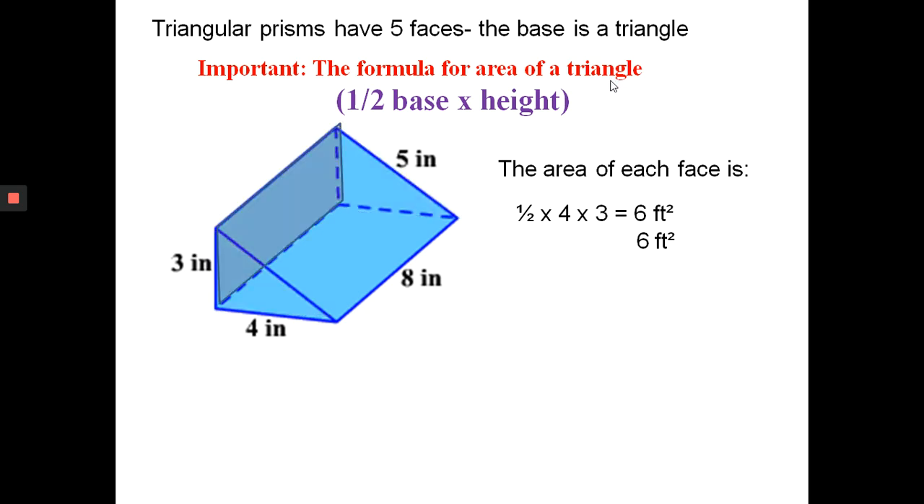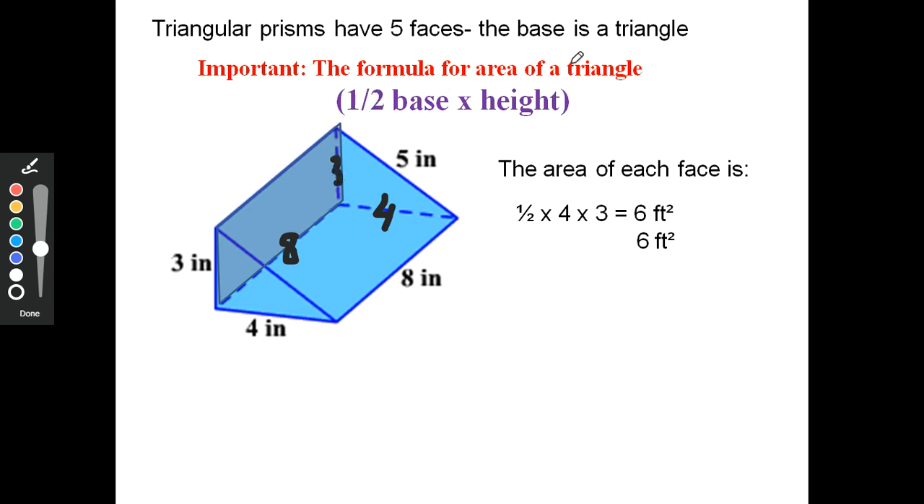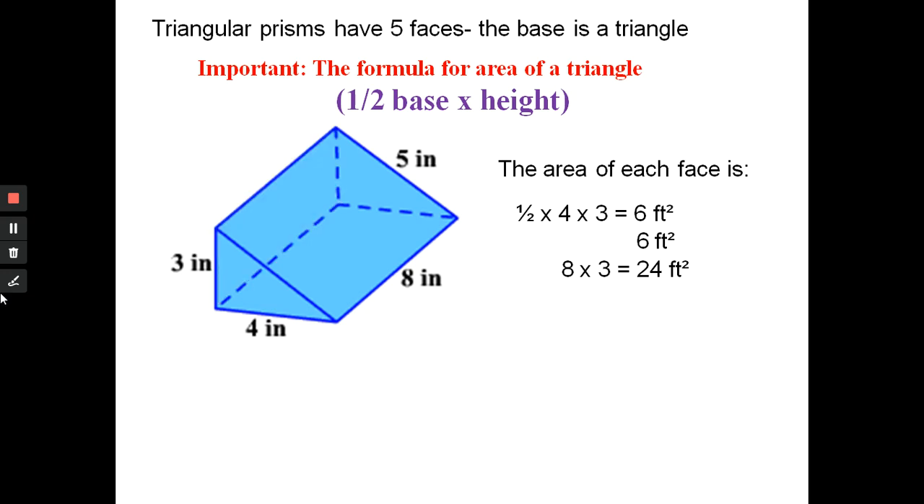Okay, so then we look at the left side, and those dimensions are 3 by 8. Okay, so remember this is a rectangle because it's a prism. So if this is 8, then we can assume that this is also 8. Okay, that's 4. This is also 4 because again, it's a rectangle, and this is 3. So we're going to look at that side. So it's 3 by 8, which is 24 square feet.